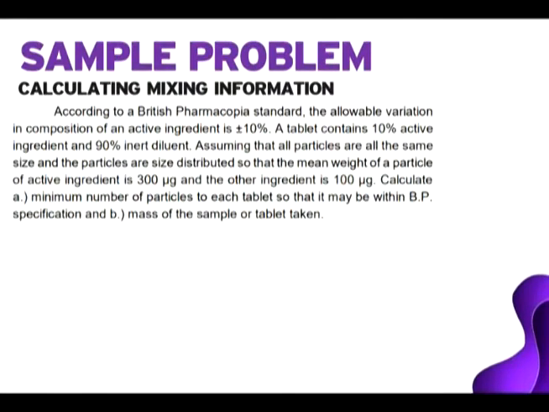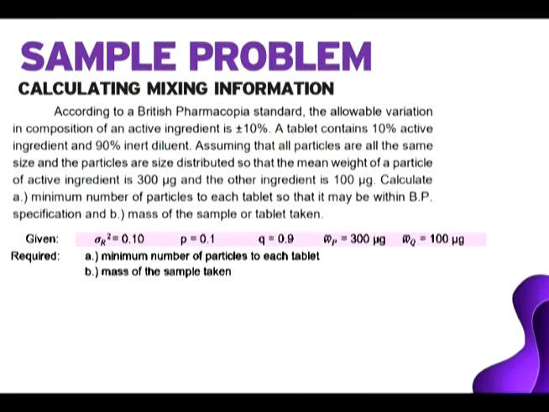According to British Pharmacopoeia standard, the allowable variation in composition of an active ingredient is plus and minus 10%. A tablet contains 10% active ingredient and 90% inert diluent. Assuming that all particles are the same size and the particles are size distributed so that the mean weight of the particle of active ingredient is 300 micrograms and the inert ingredient is 100 micrograms, calculate for A, the minimum number of particles in each tablet, and B, the mass of the sample or tablet taken.